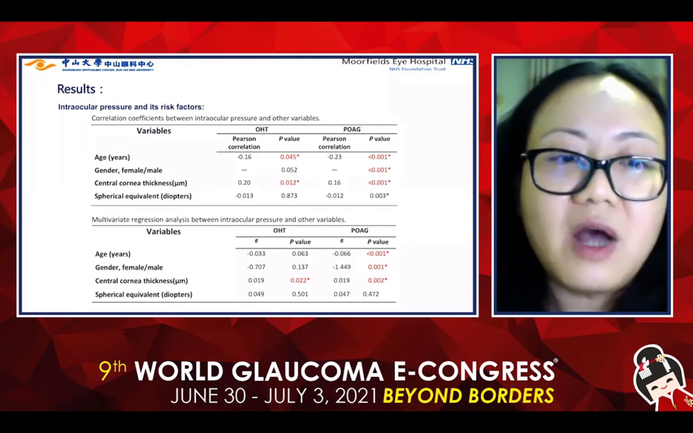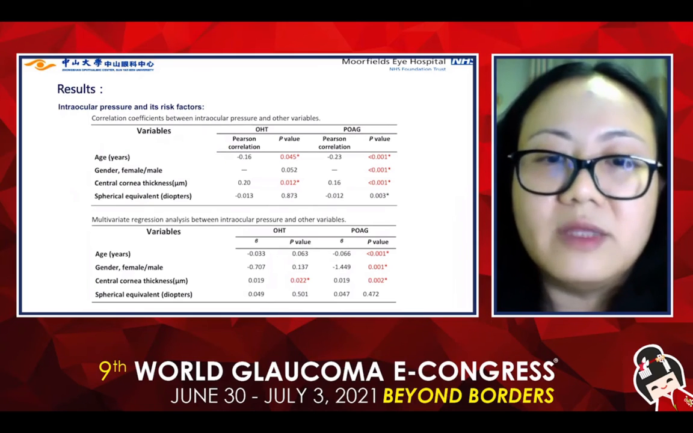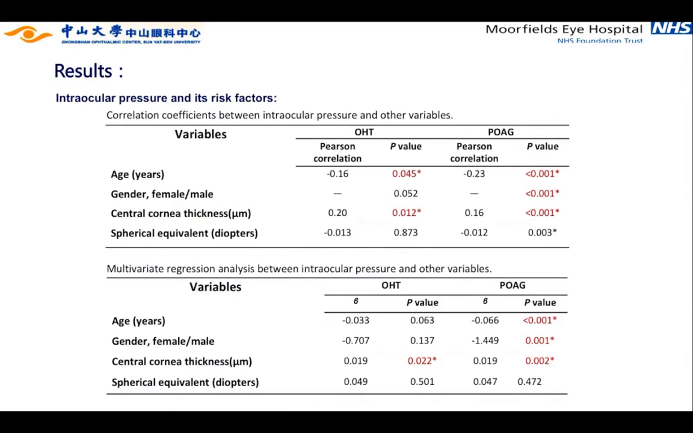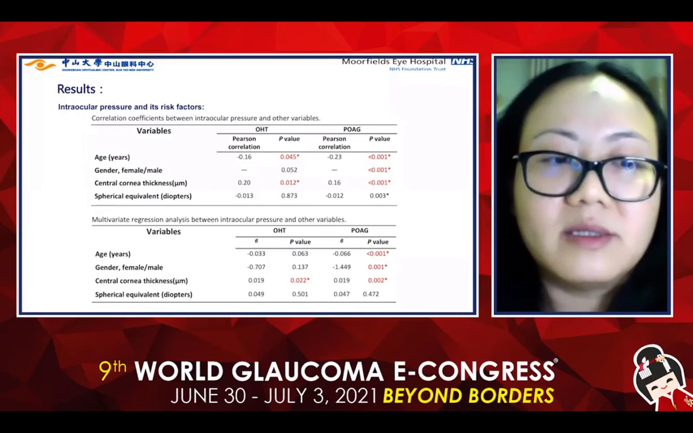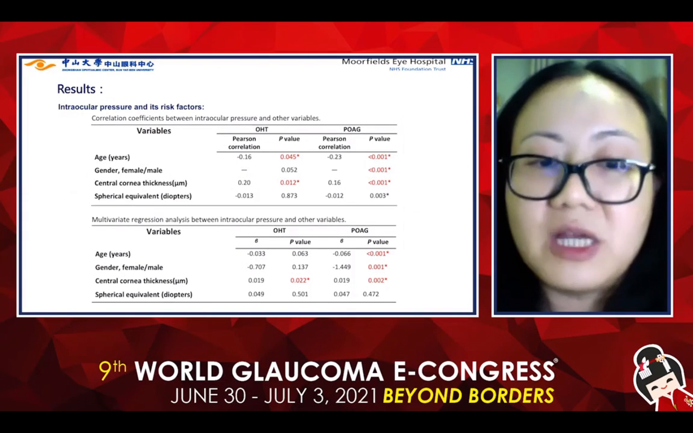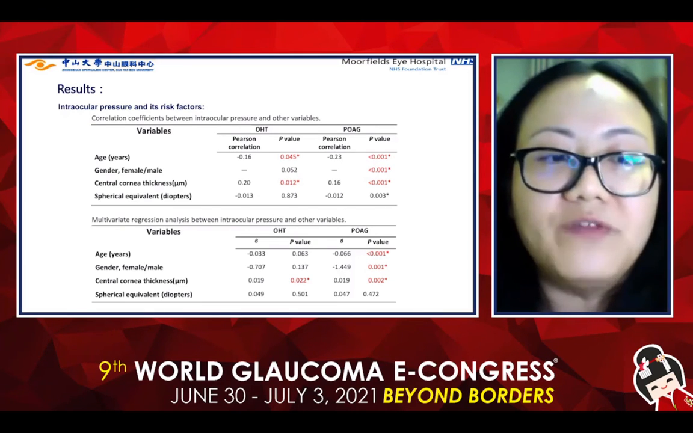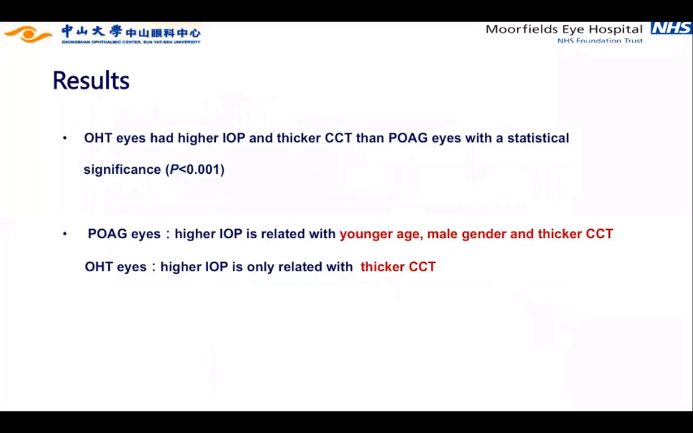To further find out the risk factors of higher IOP, correlation and regression analysis was conducted. As you can see in the results of the multiple regression analysis, in the OAG group, younger age, male gender, and thicker cornea were associated with higher IOP, while only thicker cornea is related to higher IOP of OHT patients.